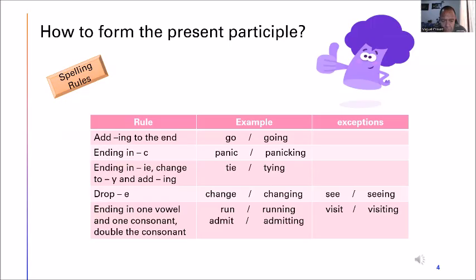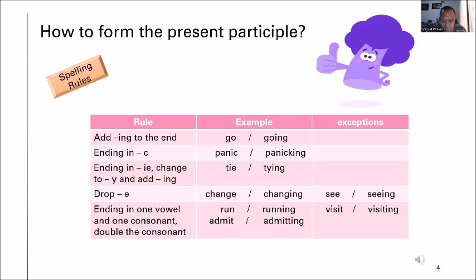For verbs ending in ie, change the ie into a y before adding ing. For instance, tie, tying. For verbs ending in a silent e, simply drop the e and then add ing. For instance, change, changing. Please note that this does not include verbs ending in a double e. Verbs that end in a double e follow the standard rules. For instance, see, seeing.